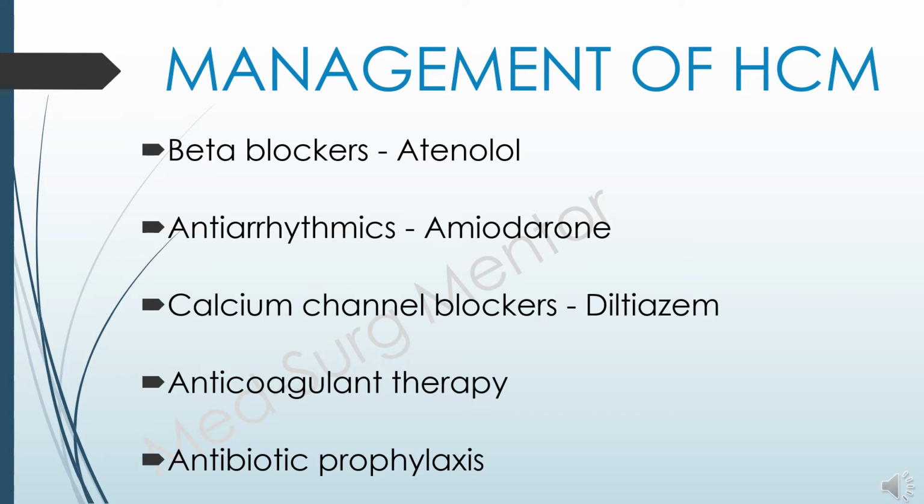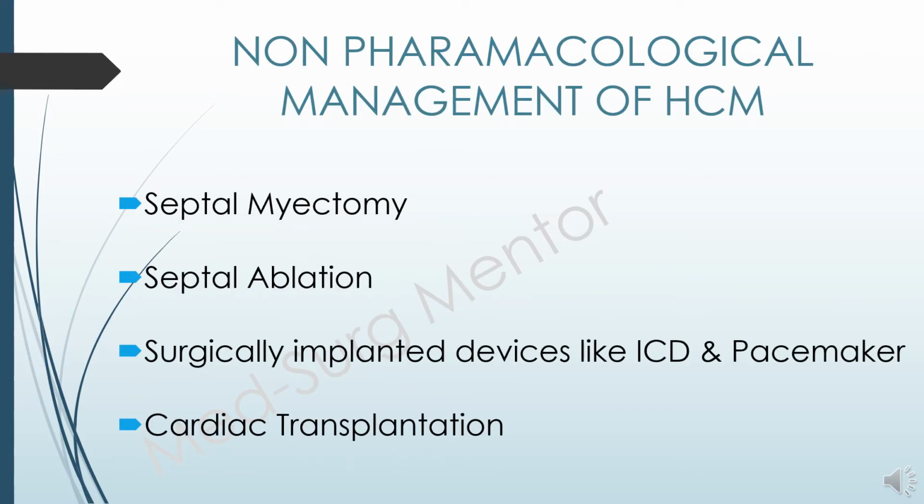Common pharmacological management of hypertrophic cardiomyopathy includes beta blockers like atenolol, antiarrhythmics like amiodarone, calcium channel blockers like diltiazem, anticoagulant therapy, and antibiotic prophylaxis. Next is non-pharmacological management of hypertrophic cardiomyopathy. They are septal myectomy, septal ablation, surgically implanted devices like implantable cardioverter defibrillator and pacemaker, and cardiac transplantation.